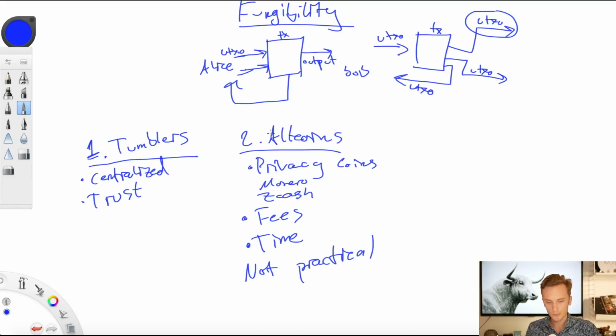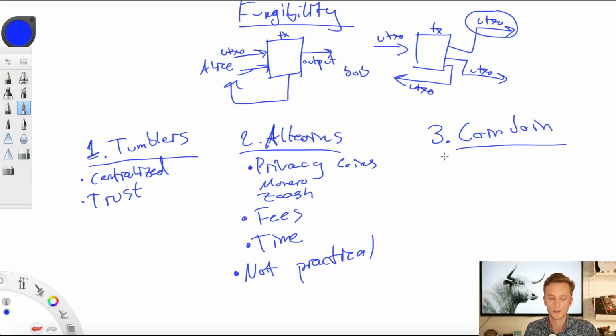Altcoins, you can think different things about altcoins. Some people like them, some people don't. I have no problem with altcoins, but it's just not practical. It's my thought here. It's just not practical. So what is the third option? The third option is something that is a quite old technique actually, and it's called CoinJoin. It's one of the techniques that can be used to increase privacy in Bitcoin transactions.